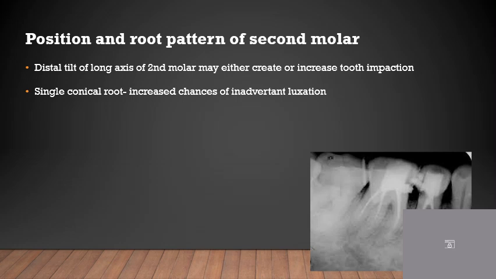So the root pattern of the second molar also complicates the removal of the third molar. The distal plate of the alveolus of the second molar can create a hindrance in the removal of the tooth. A single conical root of a second molar can lead to an increased chance of luxation of the second molar later during removal of the third molar. So the root pattern of the second molar can also affect the way you remove the impacted tooth.